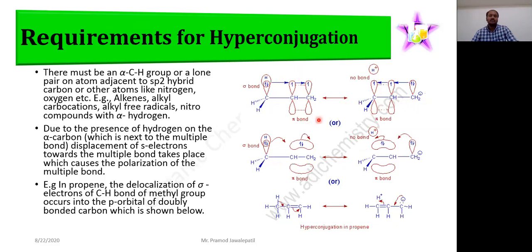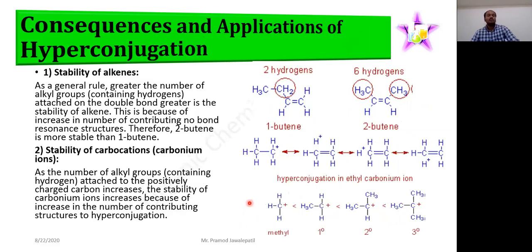We show it here in dumbbell shape, and in this format we show it in banana shape, and this is the hyperconjugation in propene, how it can happen. I hope all of you understand this concept. Then we will move toward the consequences and applications of hyperconjugation. Friends, what are the applications and consequences of hyperconjugation?